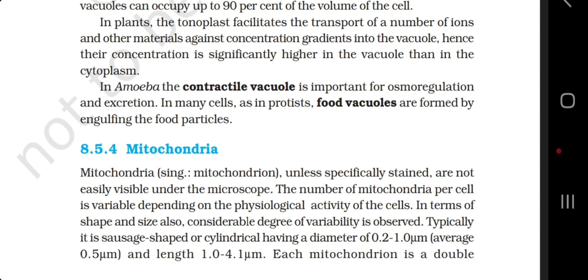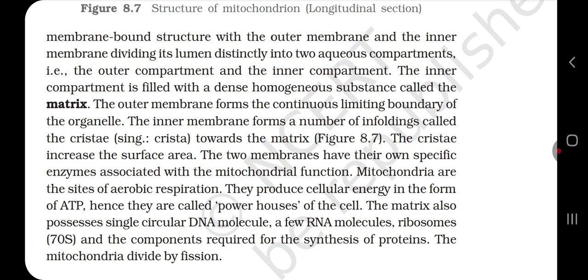1 to 4.1 micrometer. Each mitochondrion is a double membrane-bound structure with the outer membrane and the inner membrane dividing its lumen distinctly into two aqueous compartments, that is the outer compartment and the inner compartment. The inner compartment is filled with a dense homogeneous substance called the matrix, and the outer membrane forms the continuous limiting boundary of the organelle.